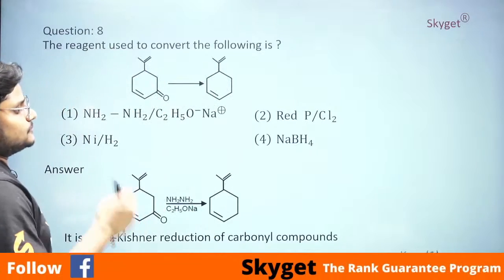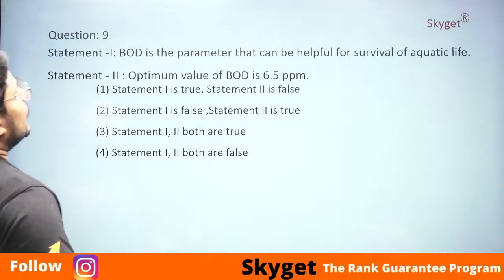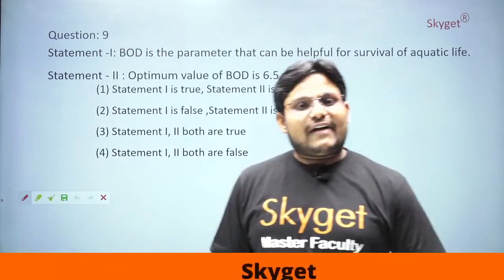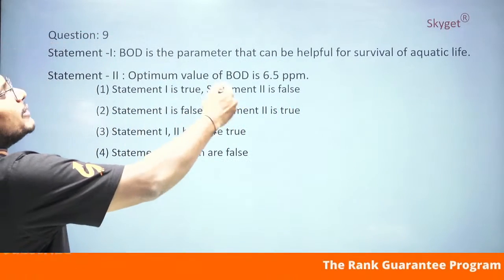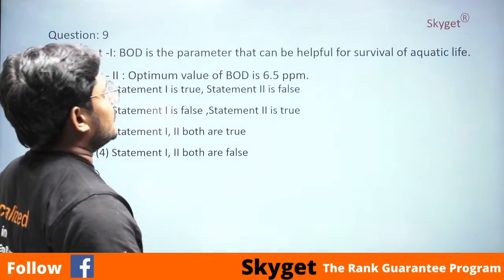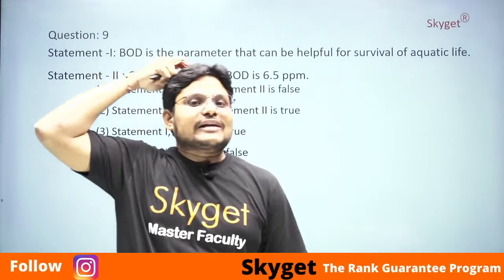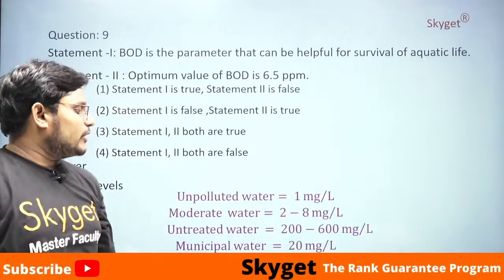Next, students, see what they are asking here. BOD is a parameter that can be helpful for the survival of aquatic life. And the second statement they have given is that the optimum value of BOD is 6.5 ppm. So what is BOD? Biochemical oxygen demand. Oxygen is required for aquatic life. These are the important points in this question.